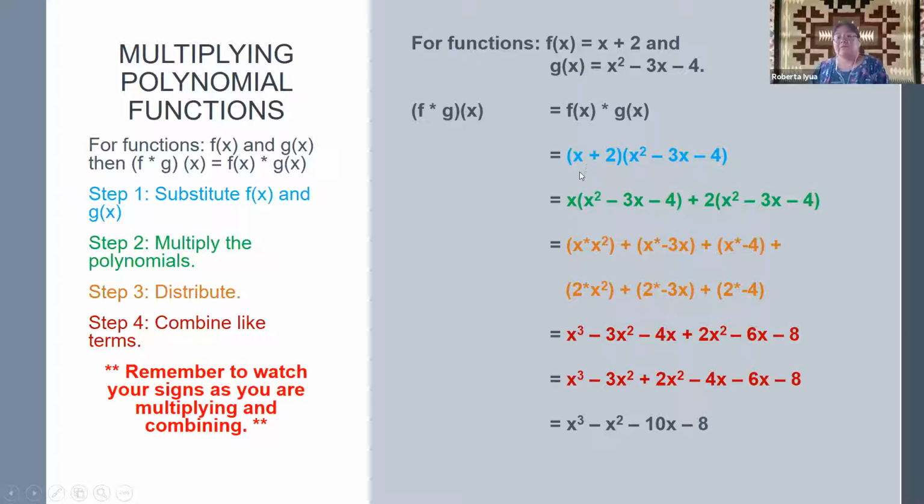I separated the x plus 2, and then I distributed the x squared minus 3x minus 4 to multiply with the x and the plus 2. And then I just went through each term of the polynomials to distribute, and then combined the terms. My answer at the end was x cubed minus x squared minus 10x minus 8.